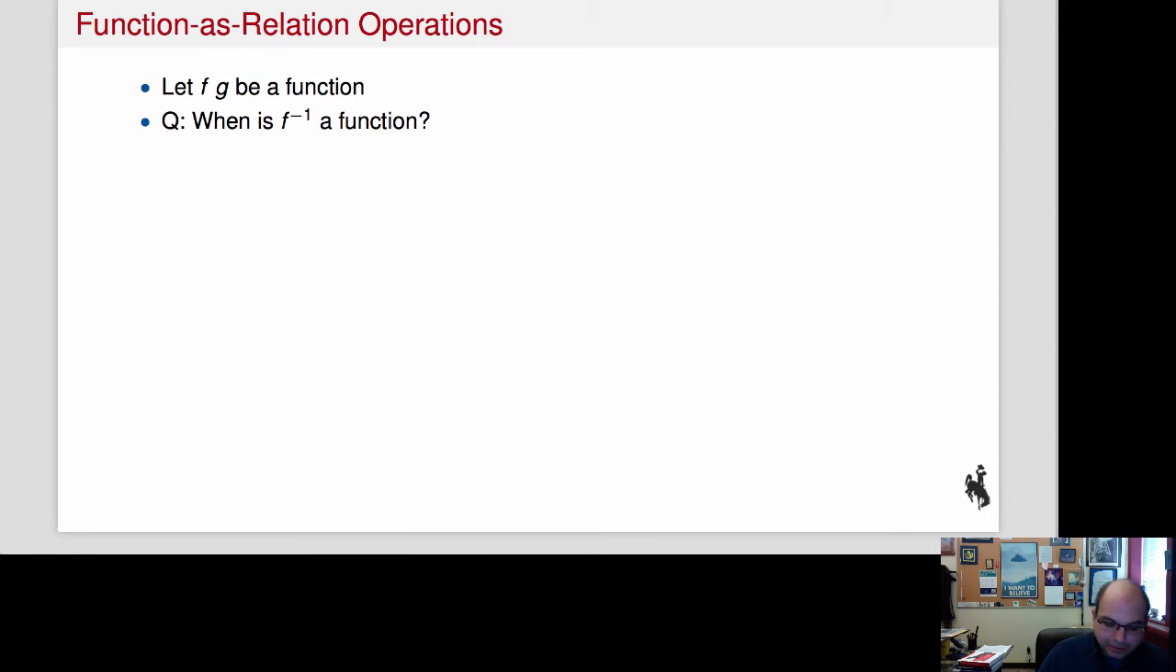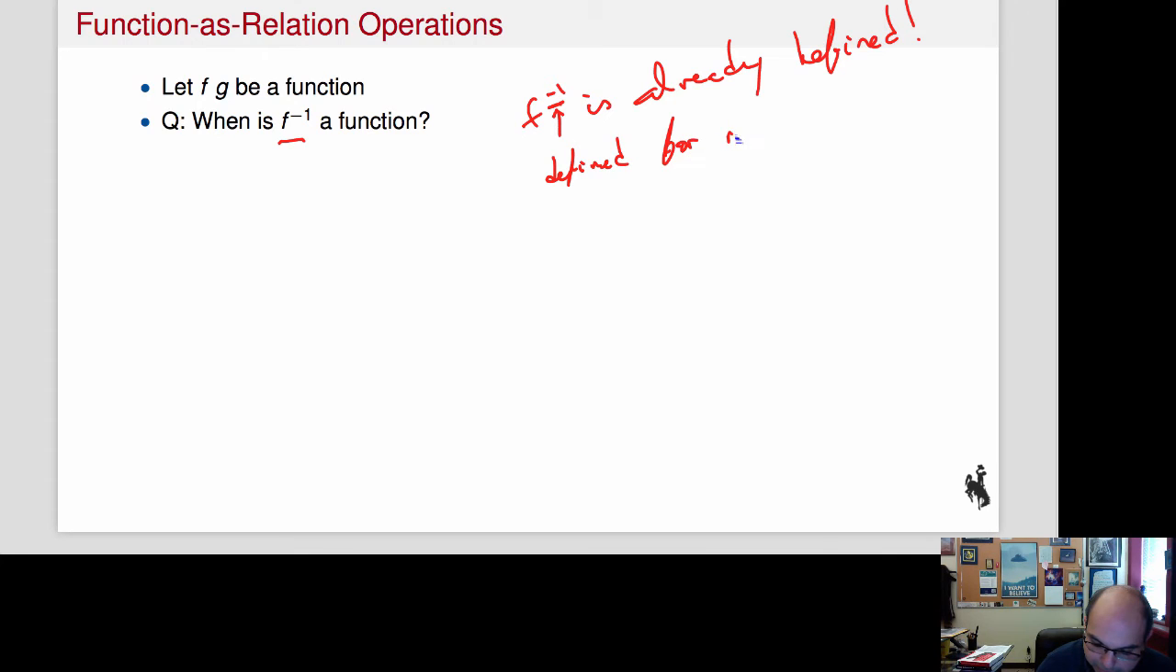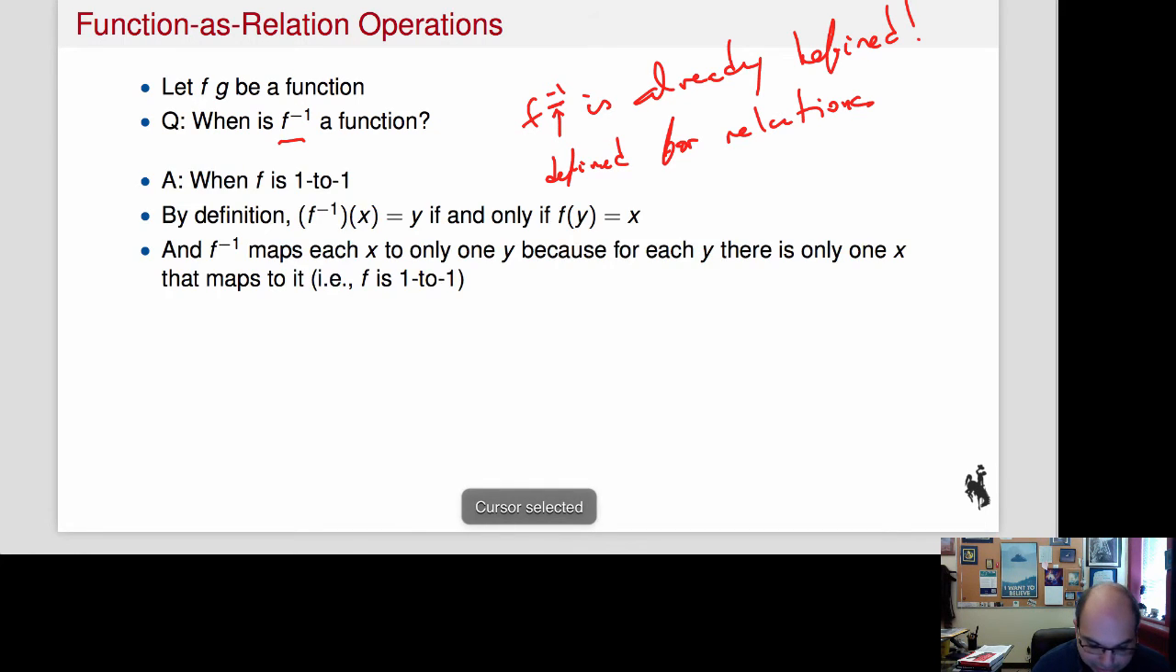Last one that I want to cover here is f inverse. Now again, f inverse is already defined, because we did it in the context of relations. This operator is defined for relations. So I can tell you some things about f inverse when f is a function, but I already know what f inverse has to be. Now, what exactly is the inverse of a function in its own right? The answer is that it only happens when f is 1 to 1.